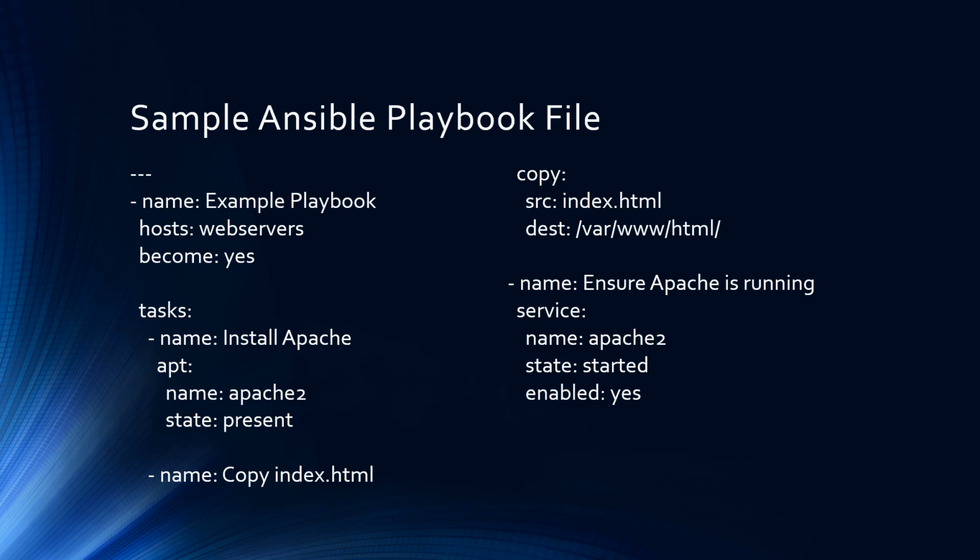The become: yes directive shows how to handle privileged operations securely. This example serves as a template for creating your own playbooks, illustrating best practices in playbook organization and task definition. You'll use similar patterns when automating your own infrastructure tasks.